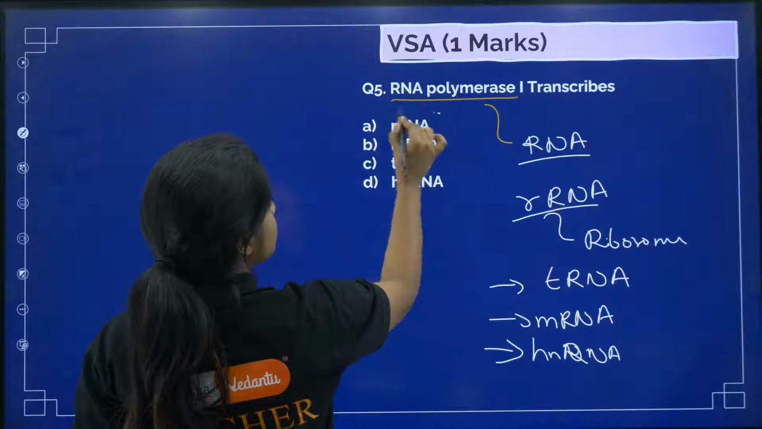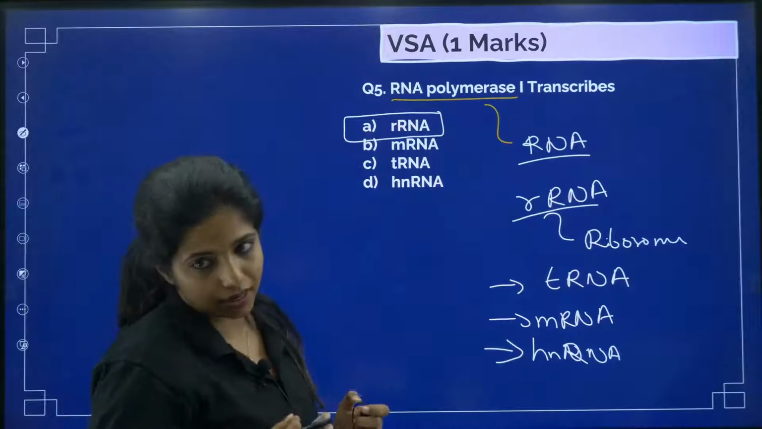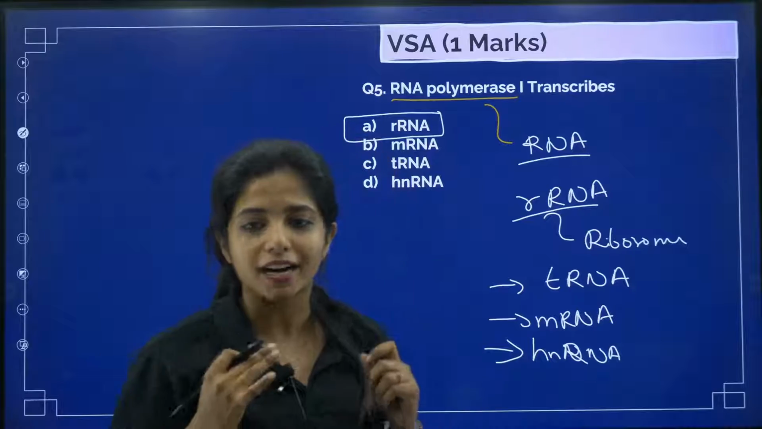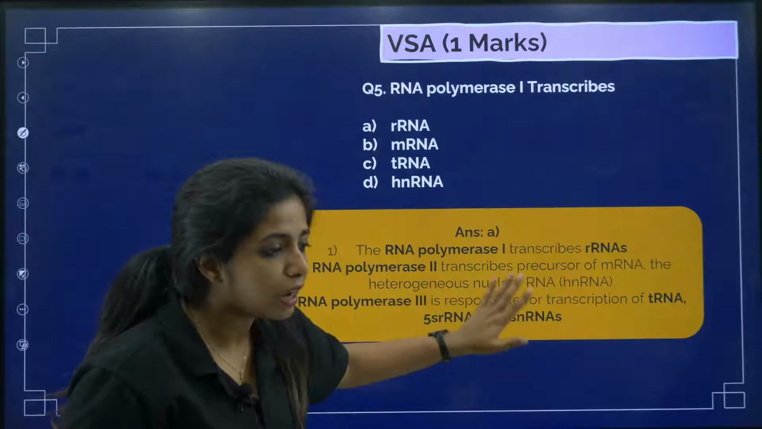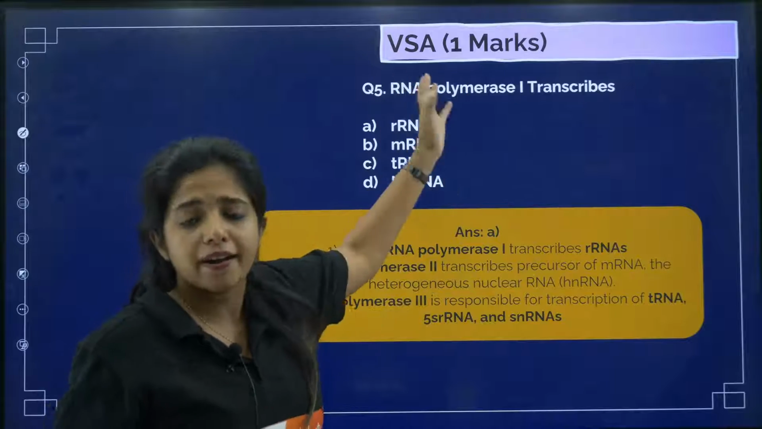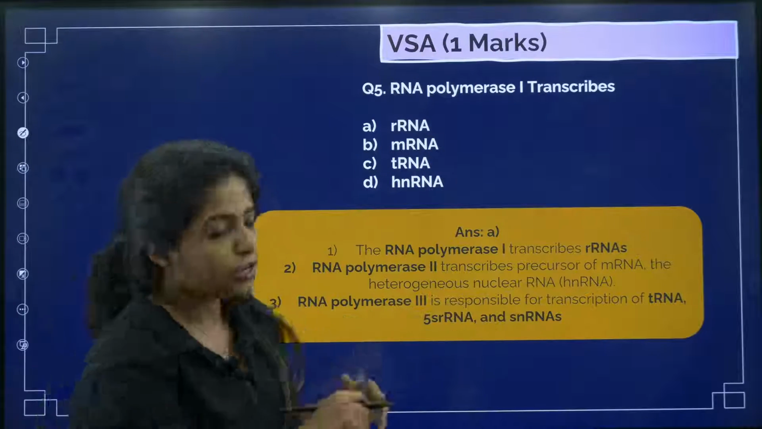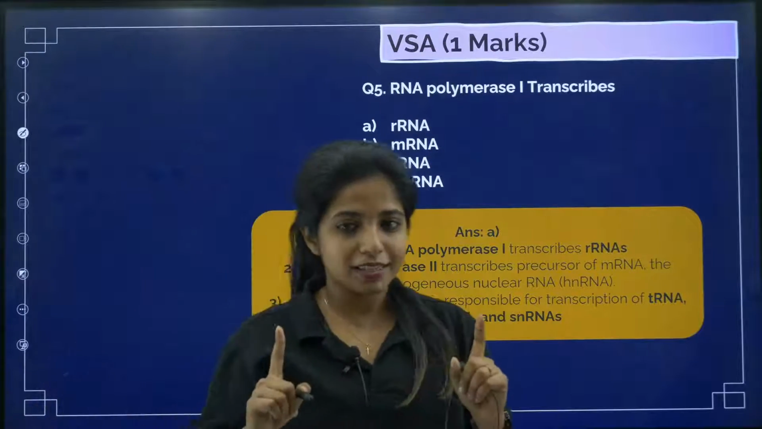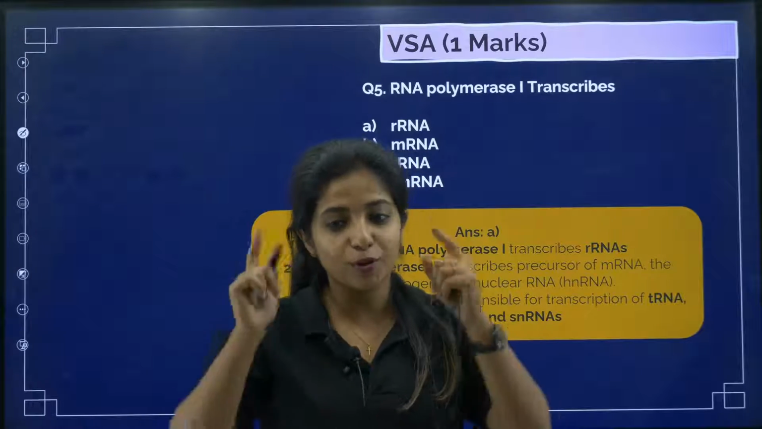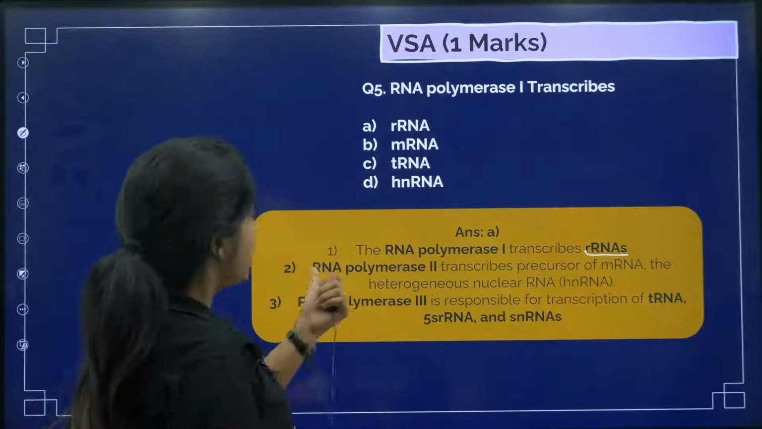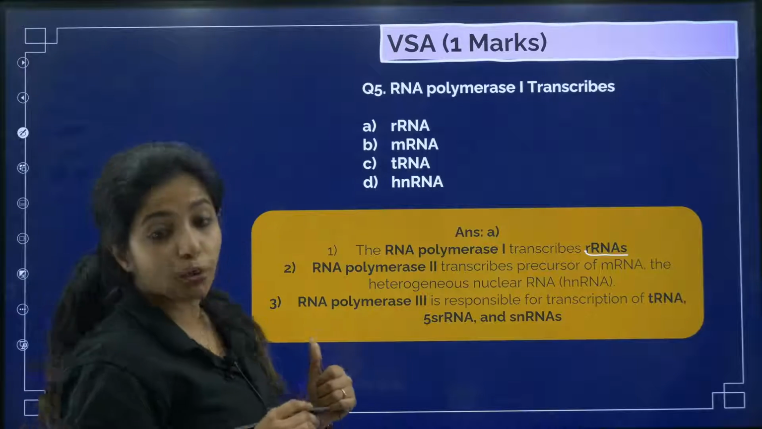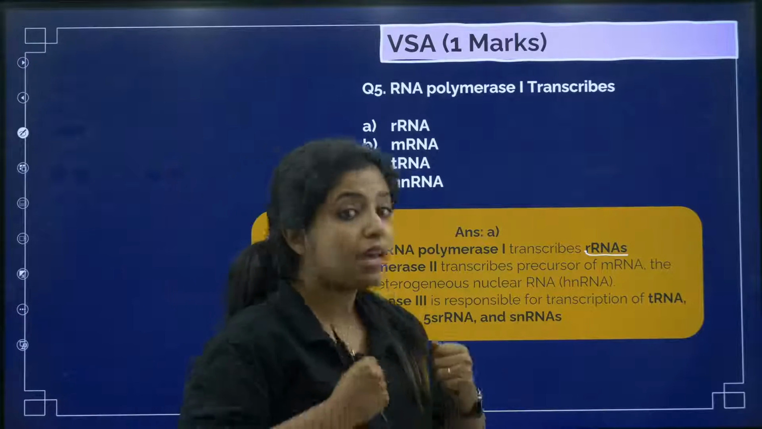So RNA polymerase 1, my dear children, is going to make rRNA. Okay, there is ribosomal RNA. So I'll say you have to remember these three very important things. Now the question can be, RNA polymerase 2 transcribes what? So remember, RNA polymerase 1 is going to make R for ribosome. The first thing that it makes is ribosomal RNA. Okay, rRNA. Now RNA polymerase 2, it is going to do the second work, that is to form mRNA.